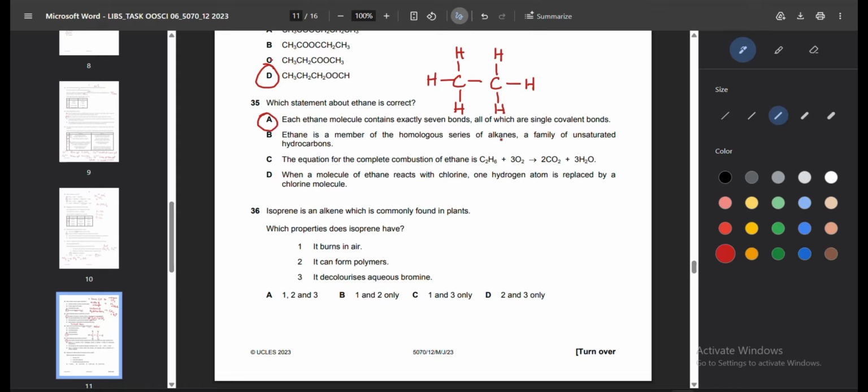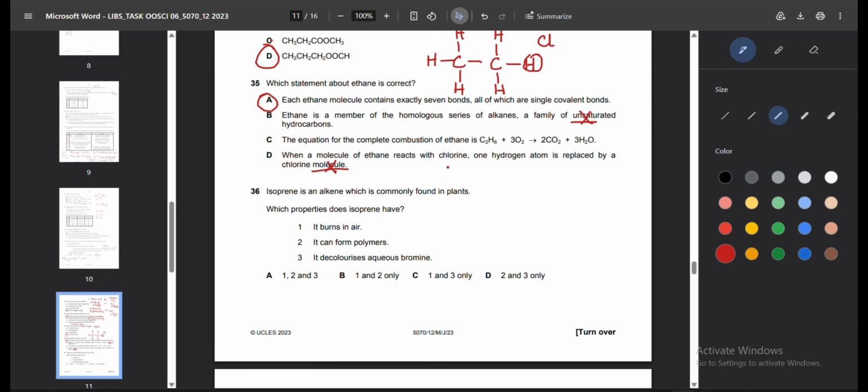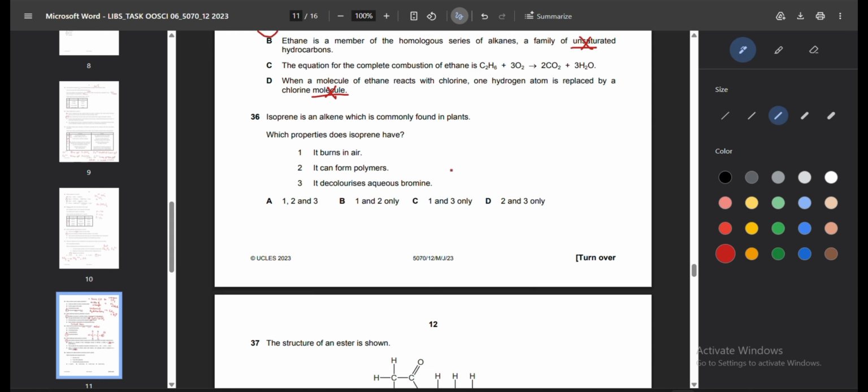Ethane is a member of the homologous series of alkanes, a family of unsaturated. No, alkanes are saturated hydrocarbons. The equation for complete combustion of ethane is, this is also not correct. Then the next one is that when a molecule of ethane reacts with chlorine, one molecule of hydrogen is replaced by a chlorine molecule. No, again, it is not like that. One hydrogen atom gets replaced by one chlorine atom, not a chlorine molecule. So the correct answer for 35 is A.